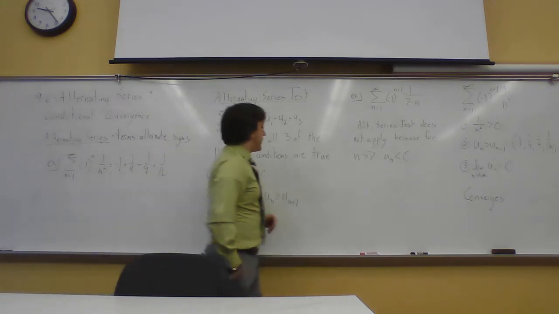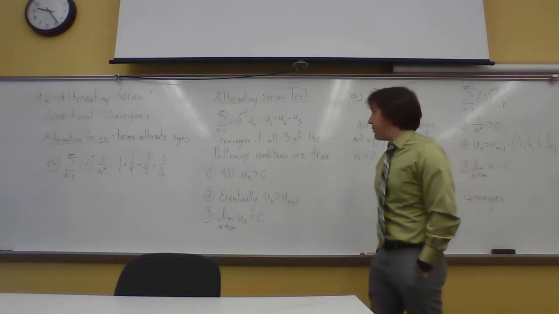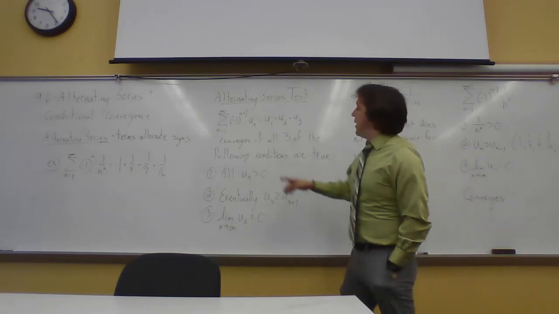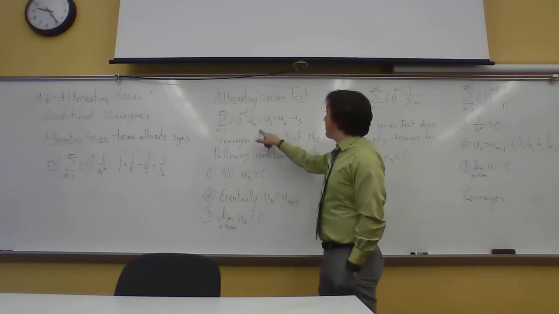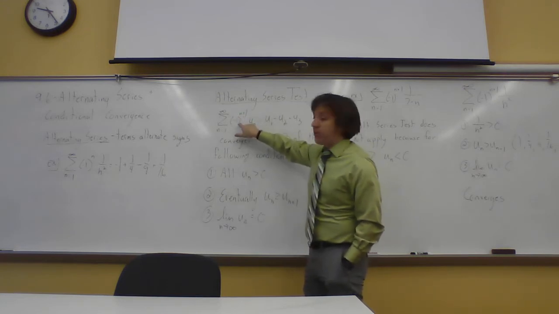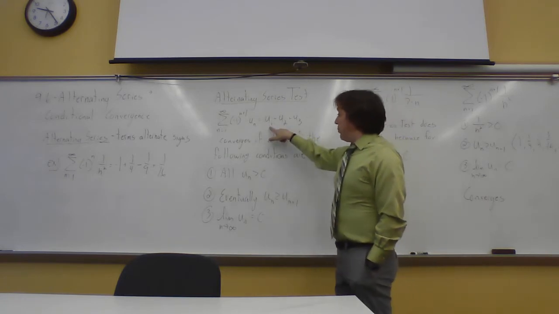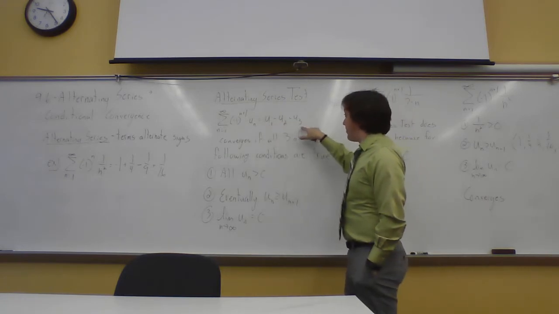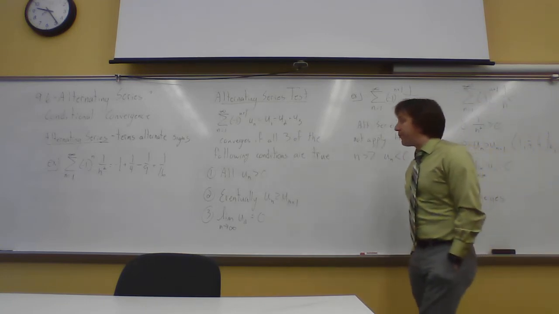With alternating series, we have what's called the alternating series test, and this is going to let us know if it converges. The sum n equals 1 to infinity of negative 1 to the n plus 1 times u sub n. Notice here, if n is 1, 1 and 1 makes 2, so we're going to start with a positive term. So this would be u1 minus u2 plus u3, and it converges if all three of the following conditions are true.